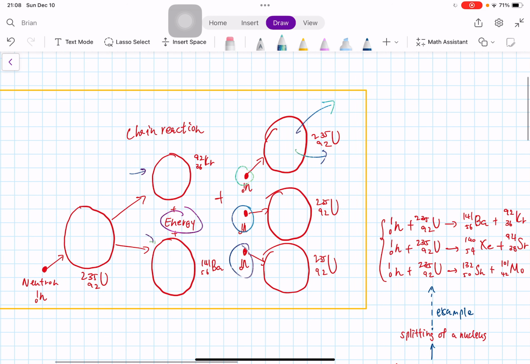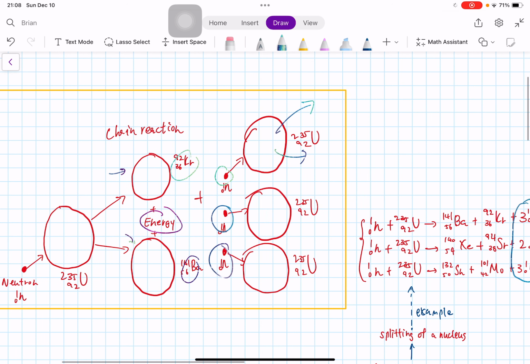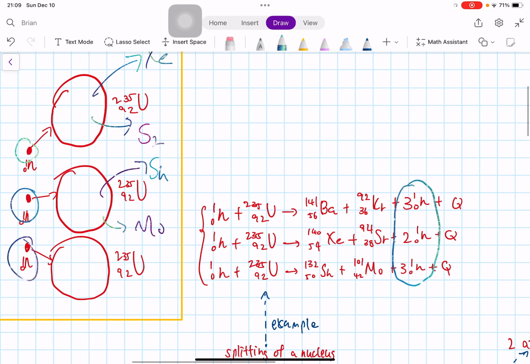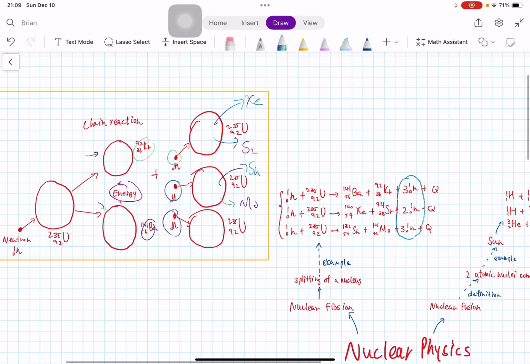Maybe this time the uranium would not form krypton and barium. Maybe this time it would form Xe and Sr. And maybe this time this uranium would break into forming Sn and Mo. And so on and so on. Every time the uranium is fragmented into 2 different atoms, it also forms neutrons, and those neutrons then become the reactants to form another product. So this is called the chain reaction.